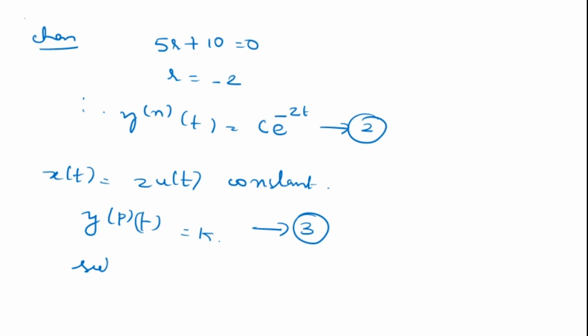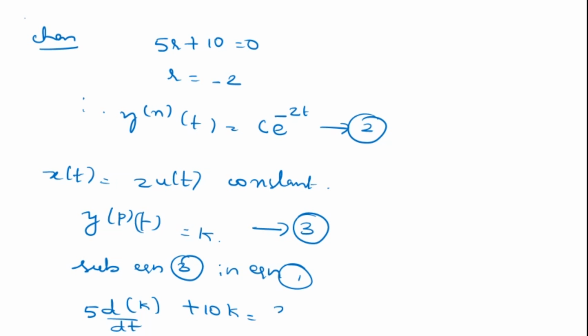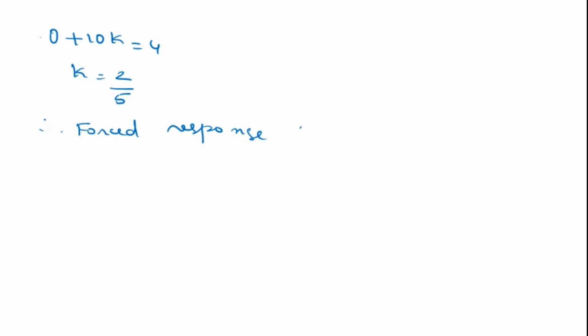Then substituting equation number 3 in equation number 1, we get 5 d(k)/dt + 10k = 2 x(t), which is equal to 2 into 2, which is equal to 4. Or 0 + 10k = 4, or k = 2/5. Therefore, the forced response y_f(t) = c e^(-2t), which is the natural response, plus 2/5.